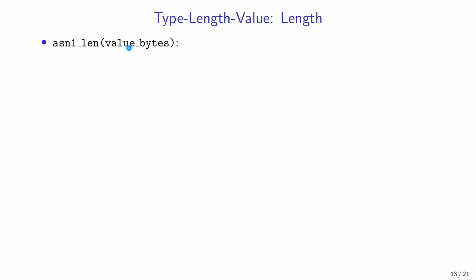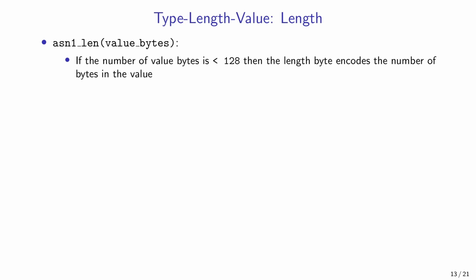So, as an argument, this function will get the value bytes of the TLV element, and based on the size of this value, this method will return the length bytes of the TLV element. Now, how do we encode the length? If the value is small, we can use just 1 byte to encode the length, but if the value is bigger, we will need several bytes to represent the length of the value. And here is how it works. If the number of value bytes is less than 128, then the length byte encodes the number of bytes in the value. So if this variable value bytes has 5 bytes in it, then your ASN1 len method will return a bytes object containing a single byte with the value 5.